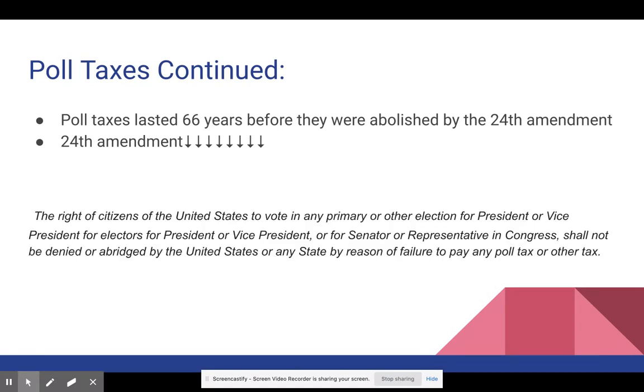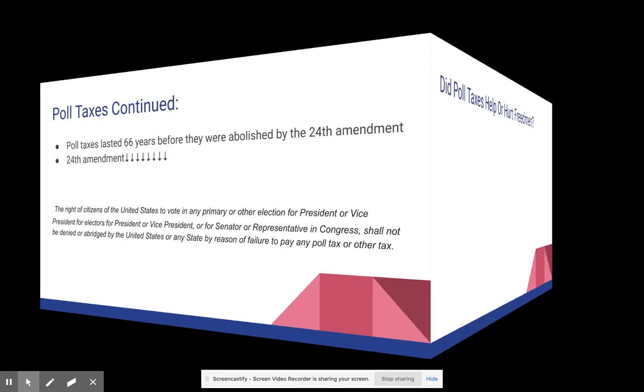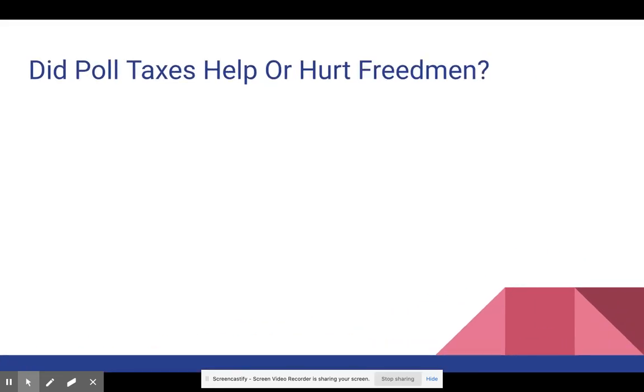The right of the citizens of the United States to vote in any primary or election for the president or vice president, for electors for the president or vice president, or for the senator or representative in Congress shall not be denied or abridged by the United States or any state by reason of failure to pay any poll tax or other tax. So yeah, this is a big thing right here.